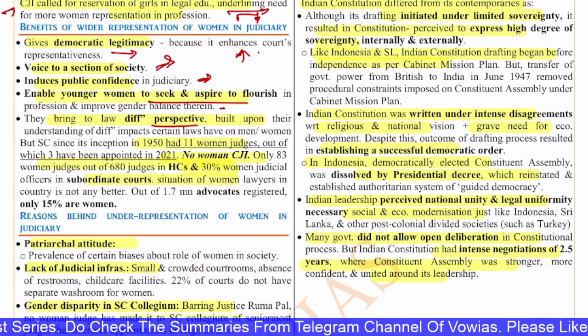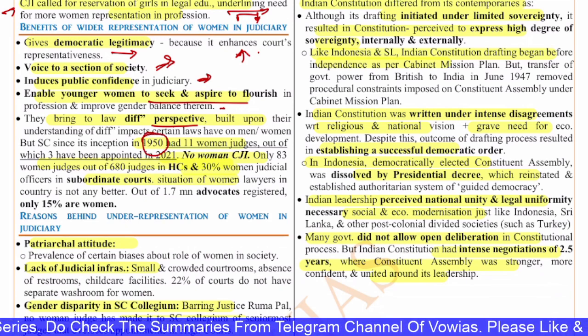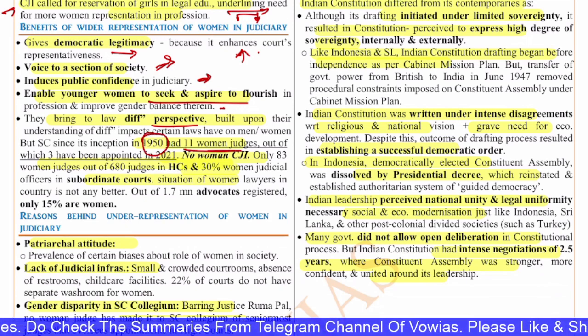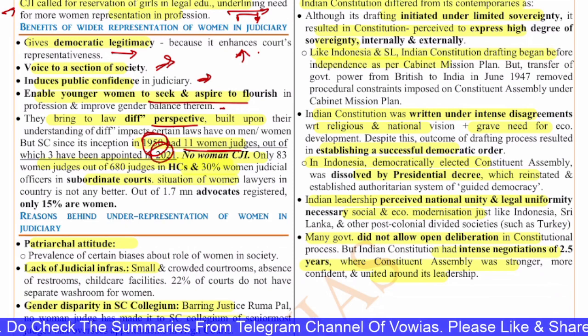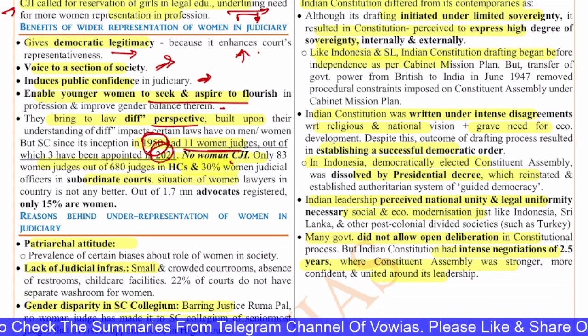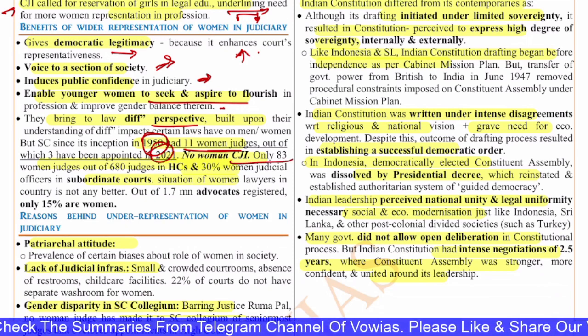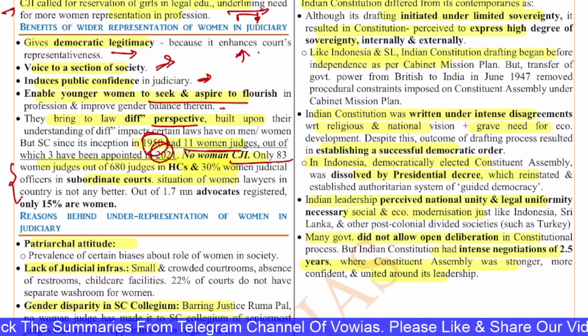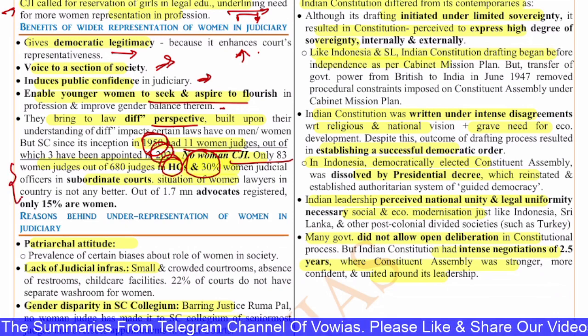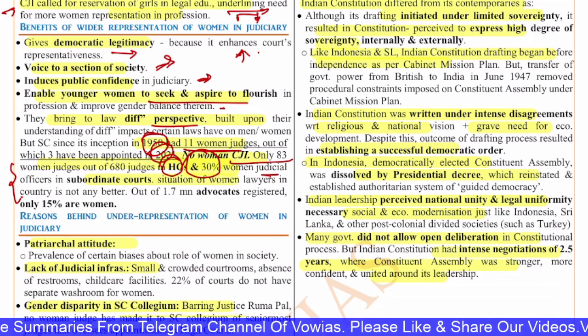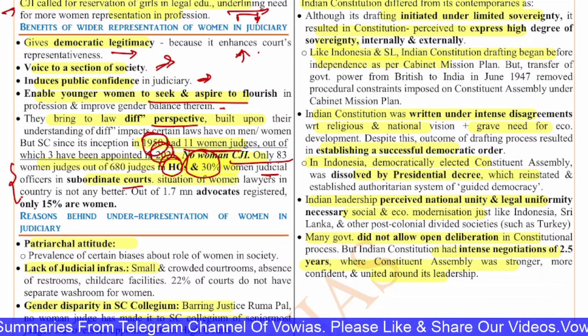But since its inception in 1950, we have had only 11 women judges, out of which 3 were appointed in 2021. Till now, there is no woman CJI. Only 83 women judges out of 680 judges in the high courts, and 30% women judicial officers in the subordinate courts. So this is the situation of women in the country.